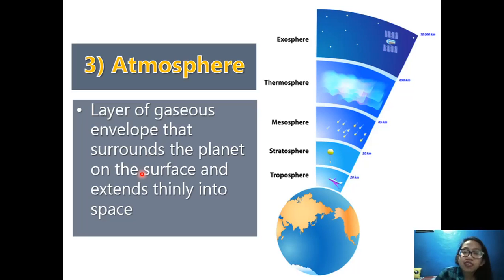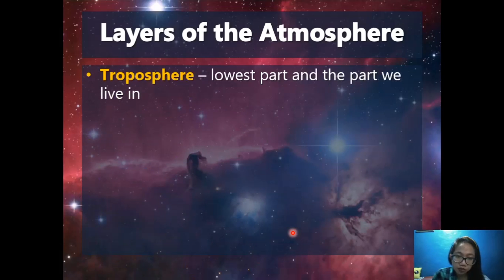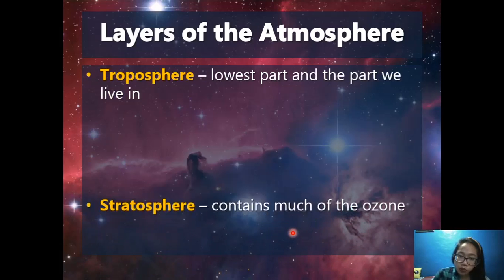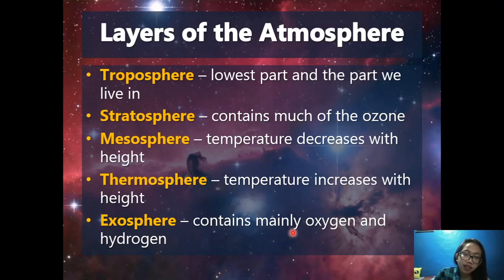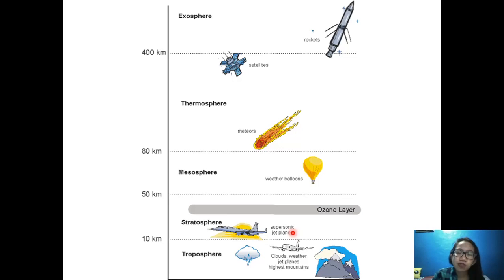And as you recall, it has several layers. So the atmosphere is a layer of gaseous envelope that surrounds the planet and then eventually expands into space. So if we enumerate the parts, rather: your troposphere, the lowest part, stratosphere, mesosphere, thermosphere, and then exosphere. So TSMTE. TSMTE. So troposphere, stratosphere, mesosphere, thermosphere, and exosphere.